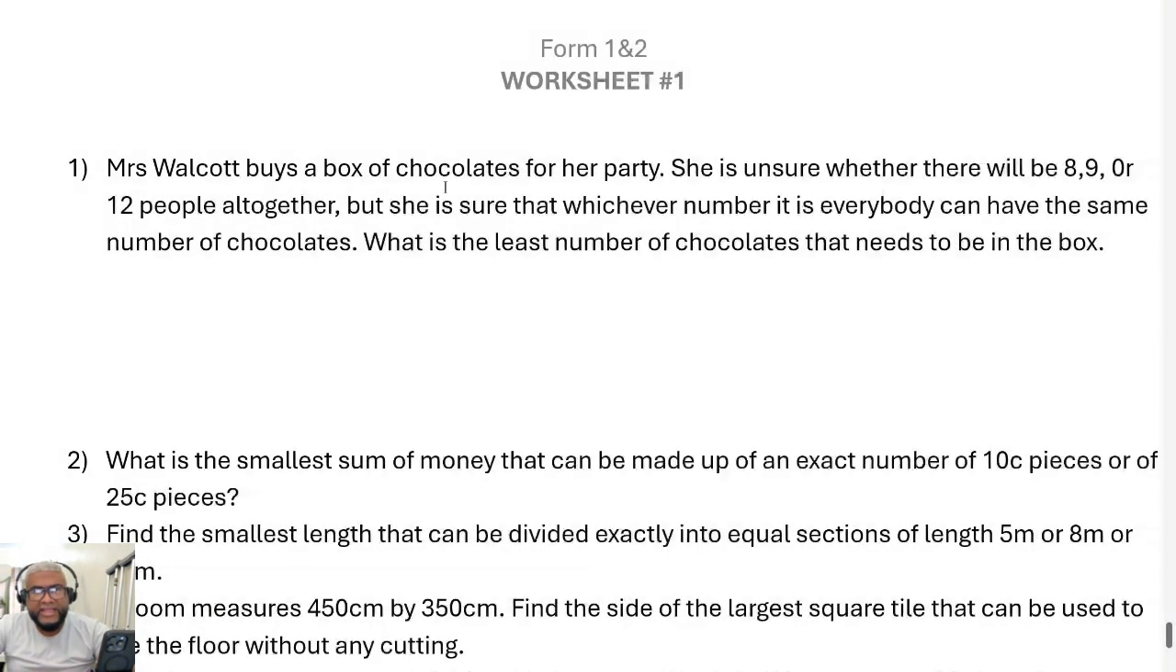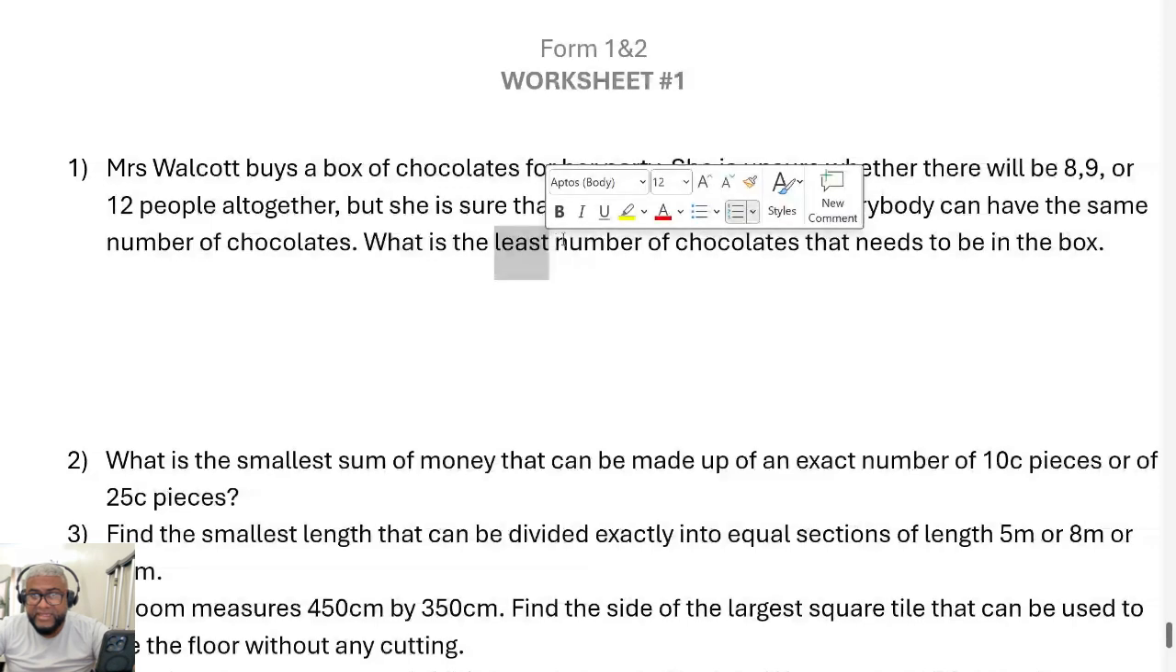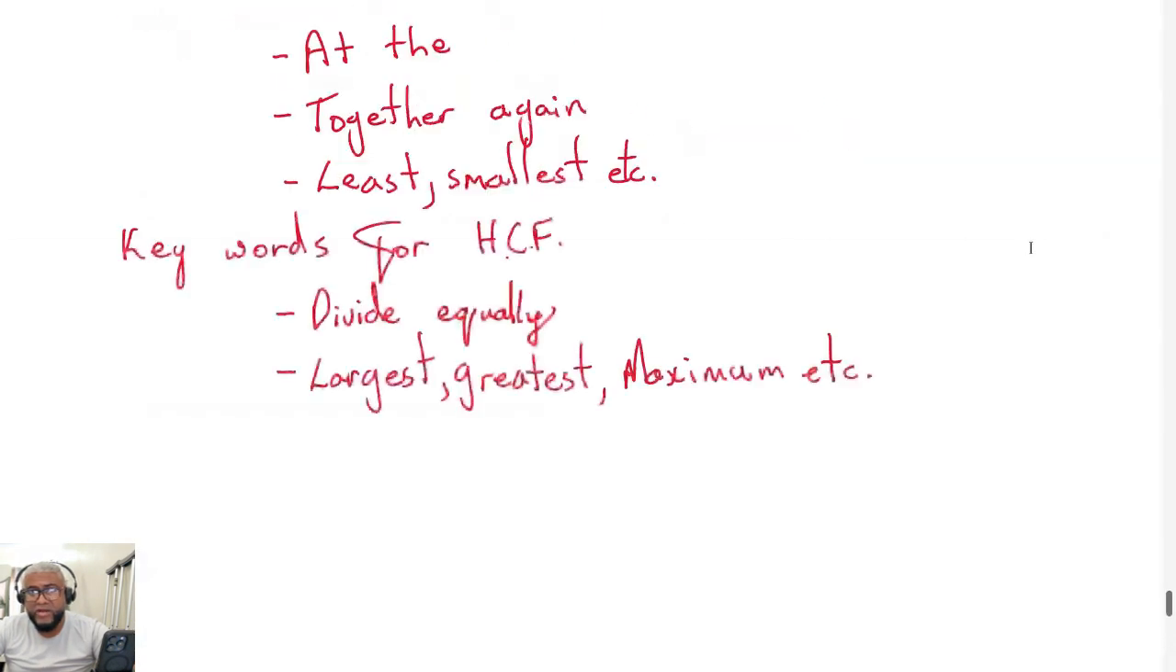So Miss Walcott buys a box of chocolates for her party. She is unsure whether there will be 8, 9, or 10 people, right? This all looking like a zero, right? Or 12 people all together. But she is sure that whichever number it is, everybody can get the same number of chocolates. What is the least, right? This is the keyword. What is the least number of chocolates that needs to be in the box?